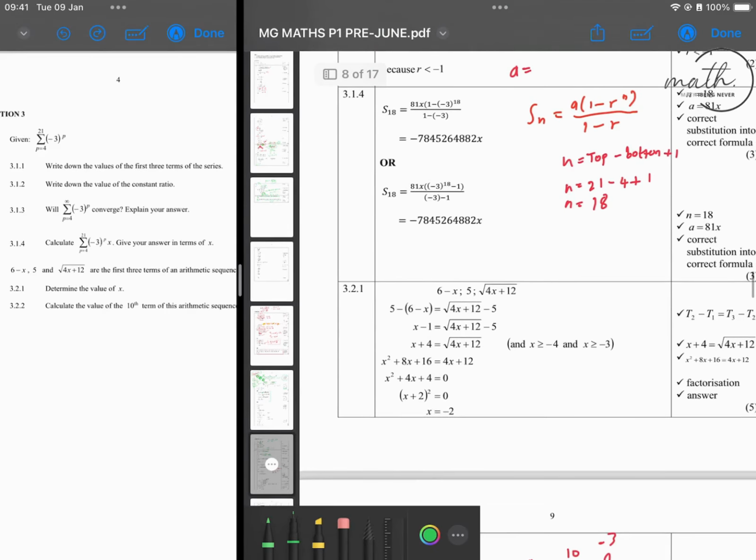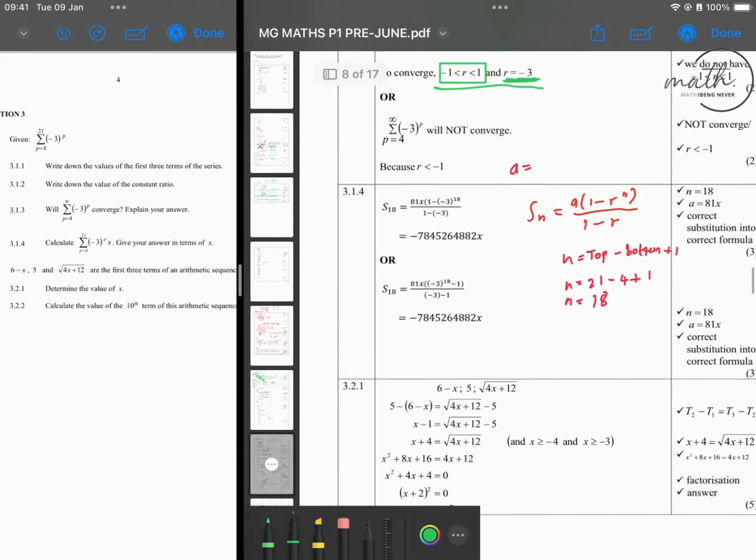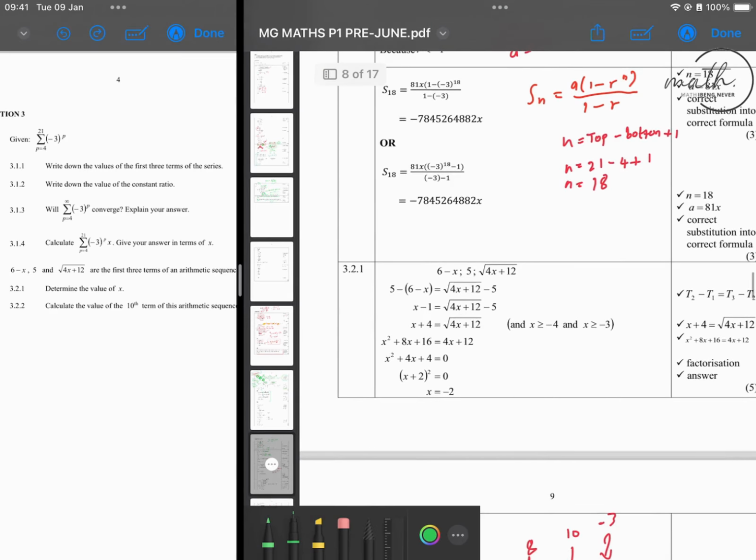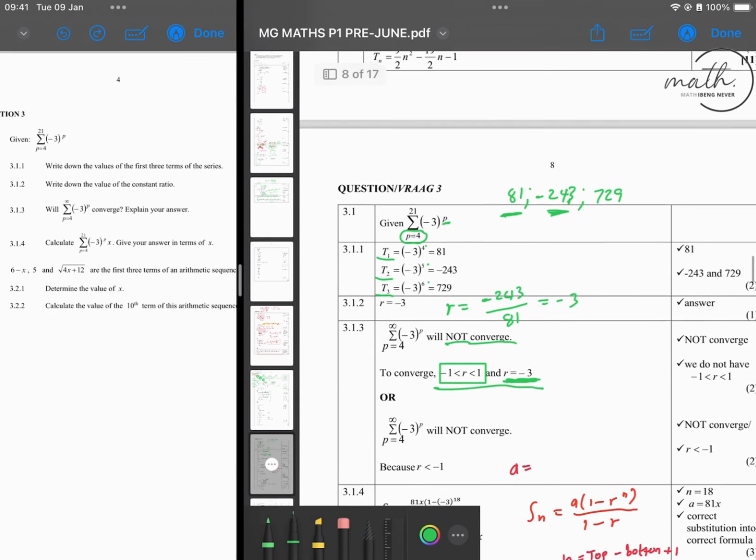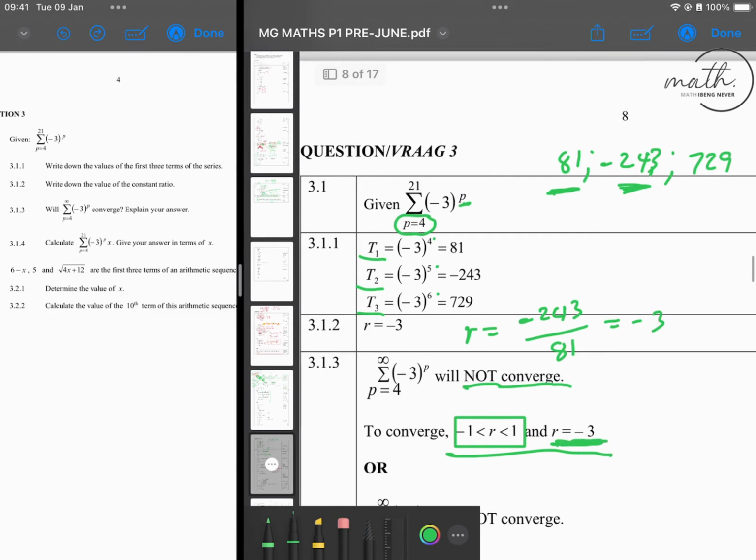Next one, 3.1.4, calculate. Now, they gave us the same sigma notation, but they added an x next to it. So, if you look at it, let me write it again. It's actually this one with an x next to it. Let me just write it differently.